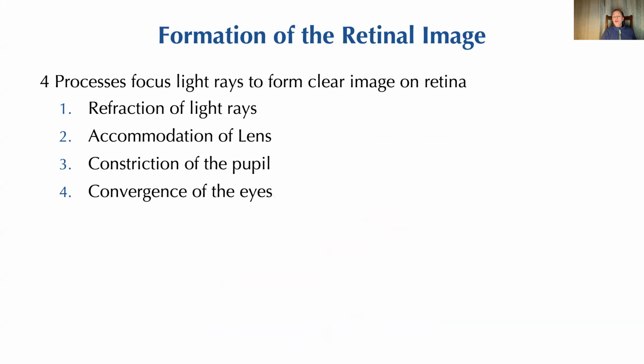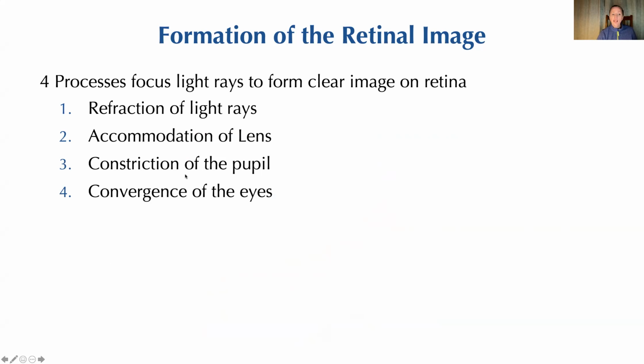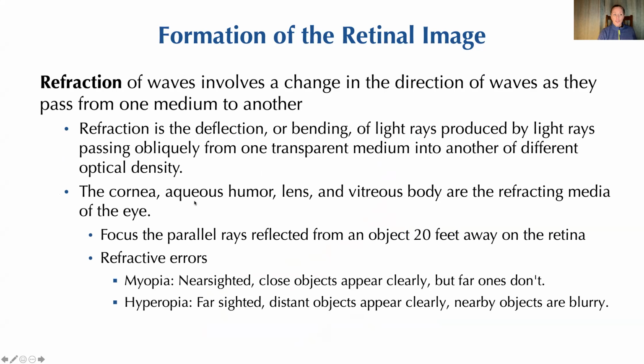Now, to create our images on our retina, we have four processes. We're going to refract some of the light rays. We're going to have our lens changing shape to help focus or accommodate to focus on our object, whether it's distant or near. We're also going to have to constrict our pupil to control the amount of light that's entering our eyes. And we'll have convergence of the eyes. So let's go through all this.